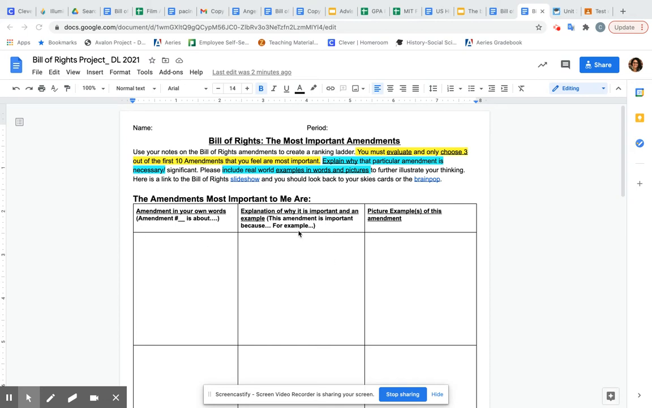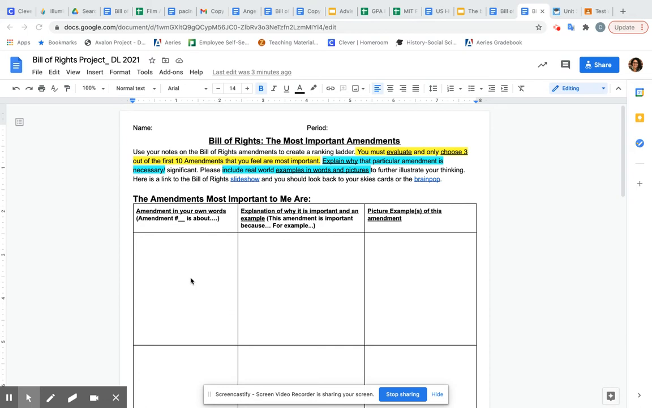And notice that there are sentence starters here. So it says like amendment number blank is about, and that's how you could start it if you want. And then you would say like this amendment is important because, for example, so actually explain why it's important, and give us some examples.